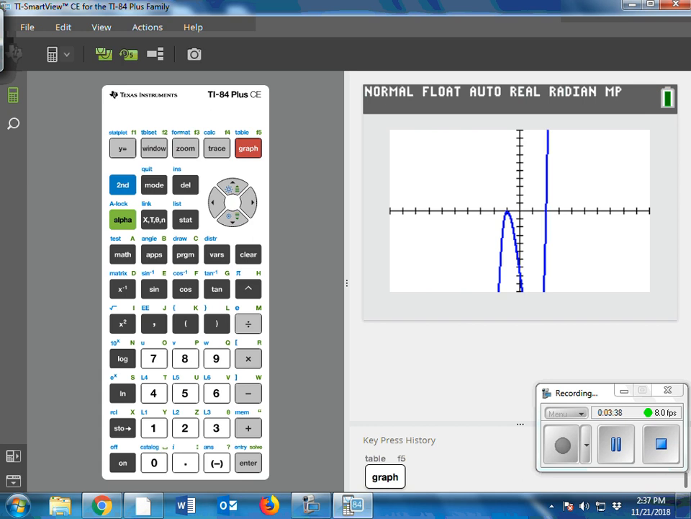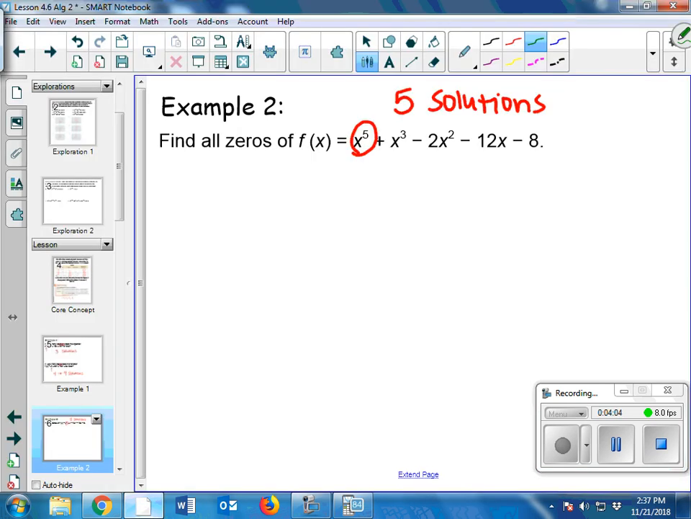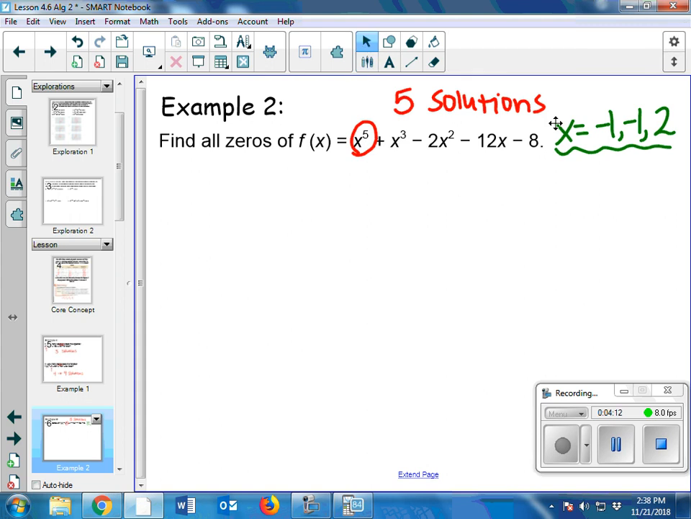Now notice, when it bounces, okay, so there's a bounce there, that means that it's a solution an even number of times. And since it doesn't bounce and get flat, we know that -1 is a solution twice. We also know that 2 is a solution, but -1, -1, and 2 does not add up to 5 total solutions. So based off of the graph, I know that -1, -1, and 2 are all solutions. We're using our graphing calculator to help us out there.